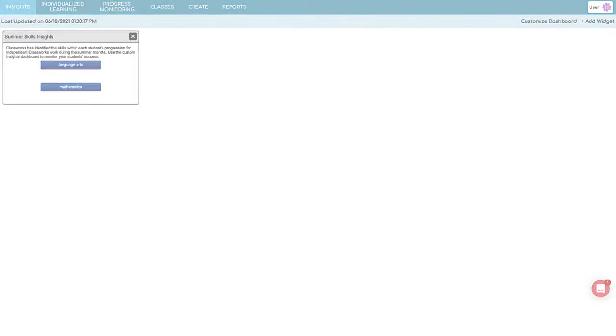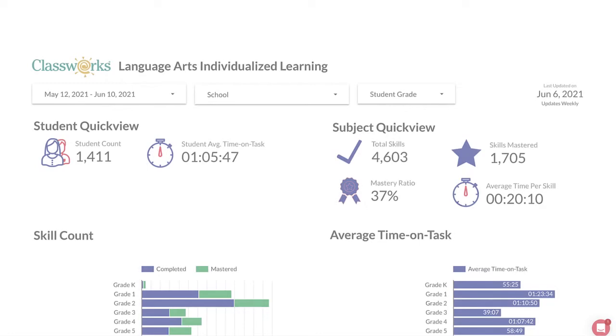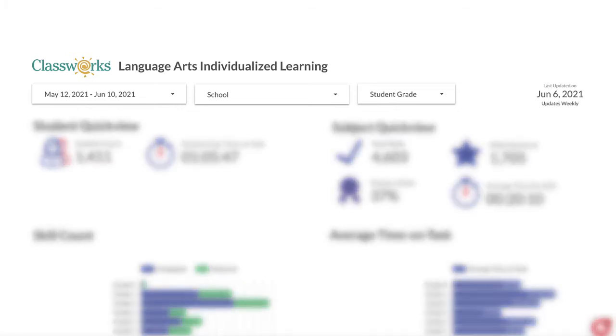These dashboards show you how much time students are spending mastering skills and give you a breakdown by domain so you get a clear picture of where your students have spent their time. Let's review the components of the report and then discuss how you might use it. By default, the dashboard shows information for the last 4 weeks. Use the filters at the top to change the time frame, choose specific schools or student grade levels.